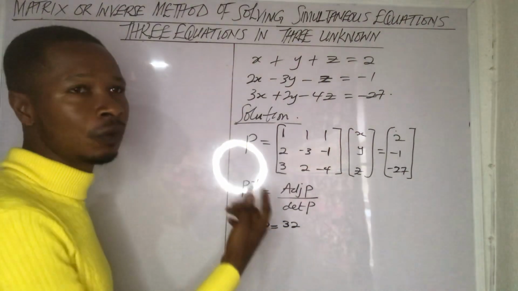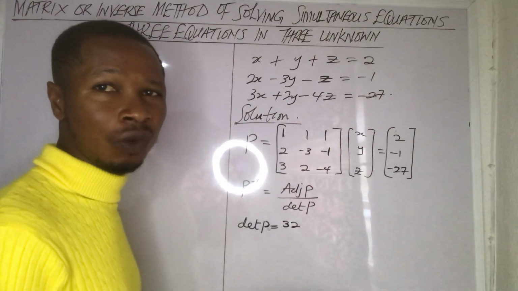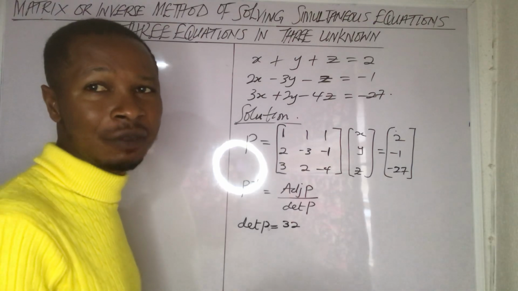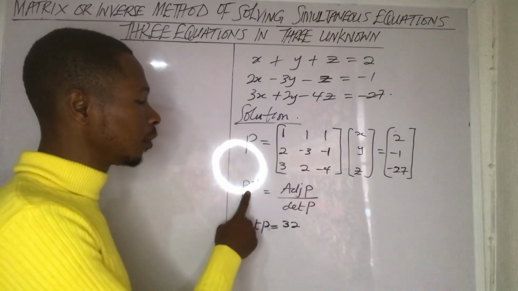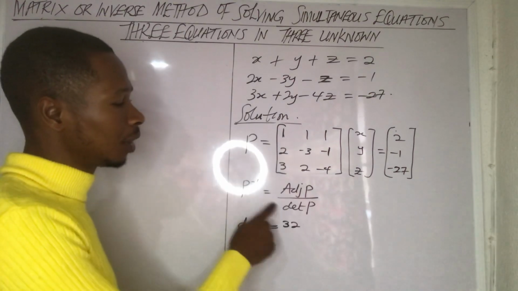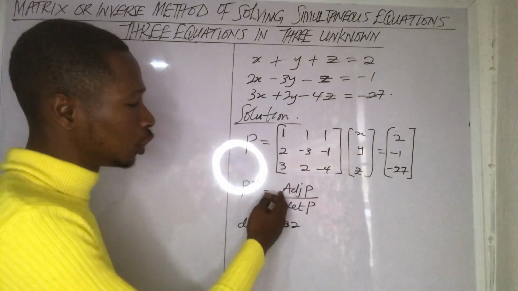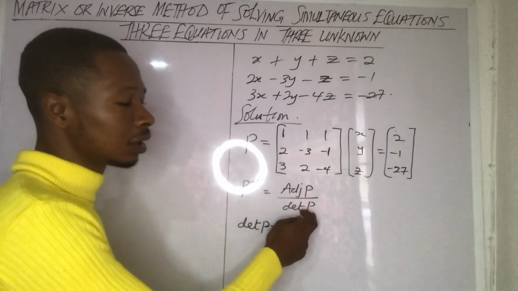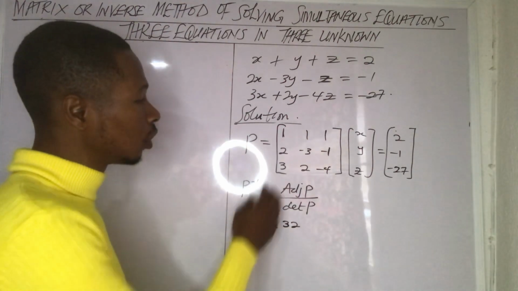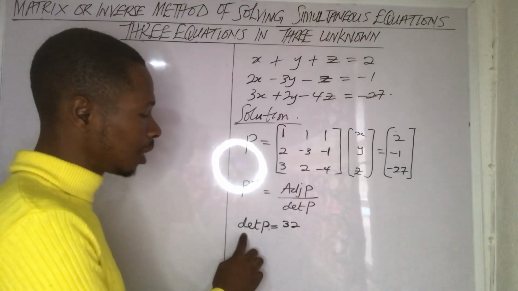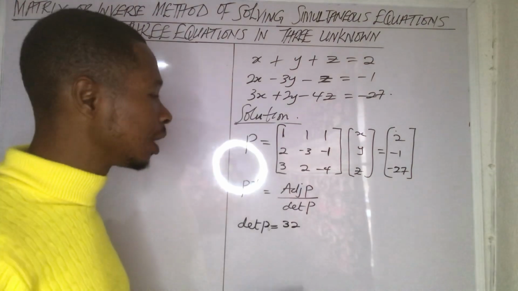Then P inverse. Don't forget that to use the inverse or matrix method to solve simultaneous equations, you need to first get the inverse. And you recall from our previous lessons that the inverse of a matrix, that's P inverse, is the adjoint of P over the determinant of P. If you do the determinant of this matrix correctly, the determinant of P should be equal to 32. Now, how do you get the adjoint also?